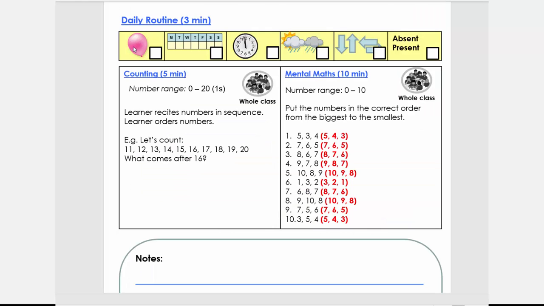Then welcome back. We're going to look at the daily routine. The daily routine, you're going to ask those questions again. I want you to pause and ask the questions. Then we're going to go on to the counting activity.